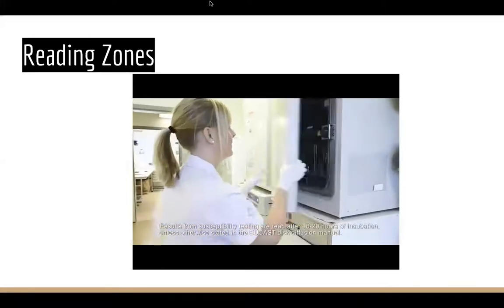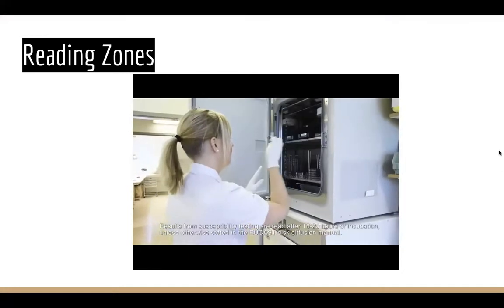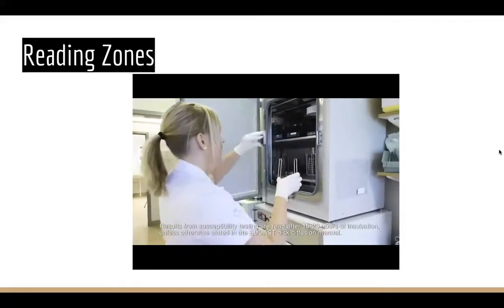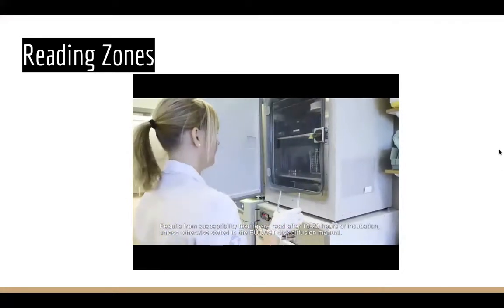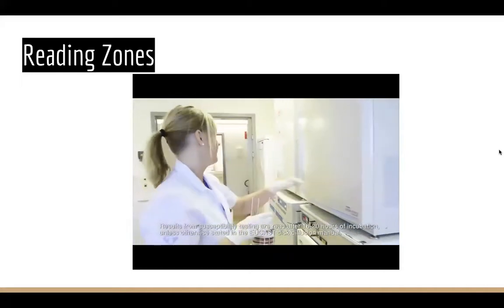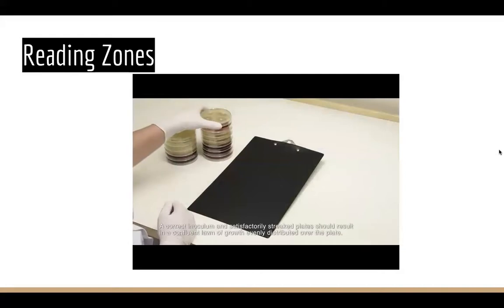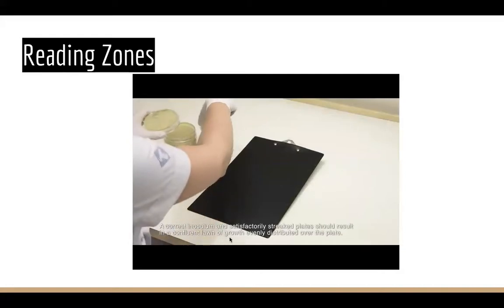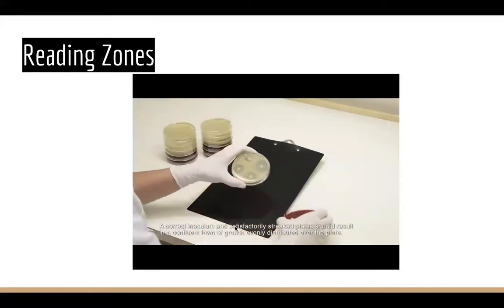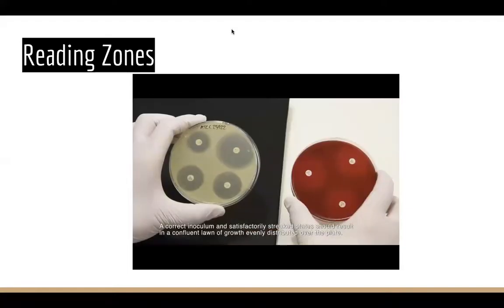Results from susceptibility testing are read after 16 to 20 hours of incubation, unless otherwise stated in the EUCAST disk diffusion manual. A correct inoculum and satisfactorily streaked plates should result in a confluent lawn of growth evenly distributed over the plates.